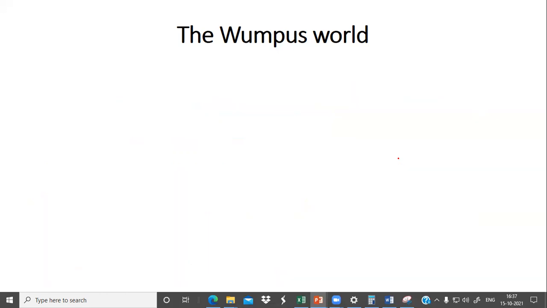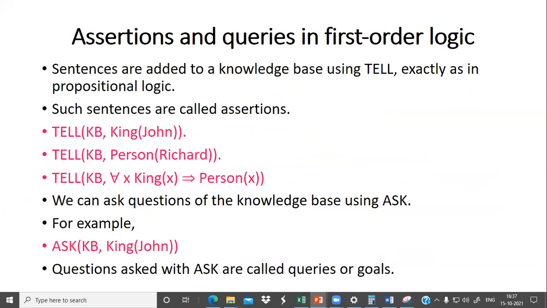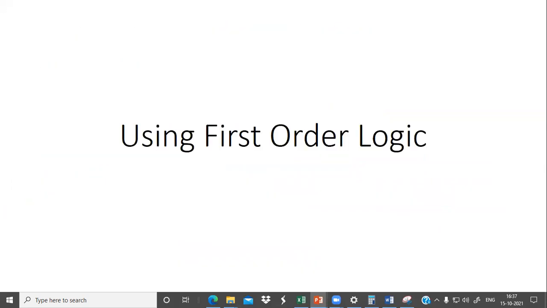Okay, fine. So that's it about using first order logic. So basically here we have discussed some examples on first order logic, like how certain facts or knowledge can be represented using first order logic.